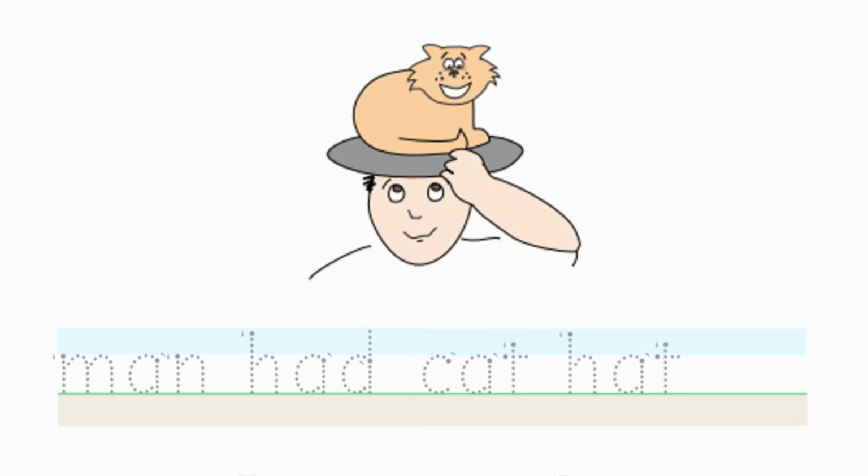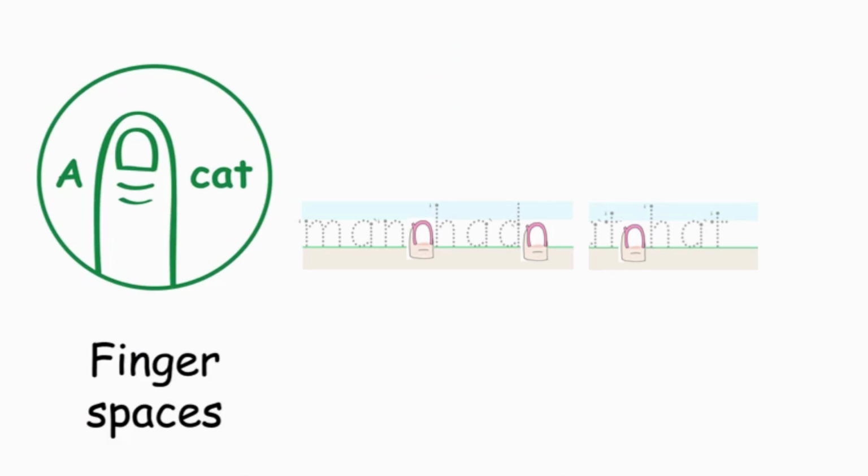Man had cat hat. So this is a sentence. So what do you have to do when you write a sentence? You have to leave a finger space between words. So man is a word. Then you have to leave a finger space and write had, H-A-D, had is a word.